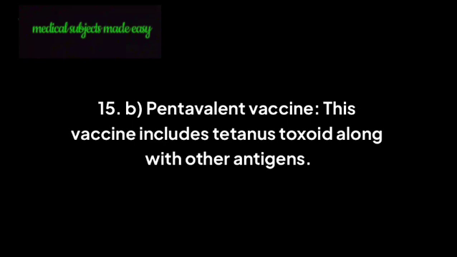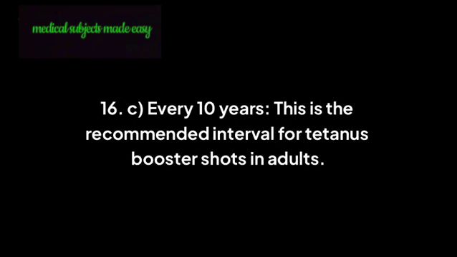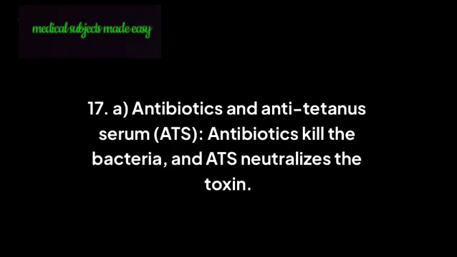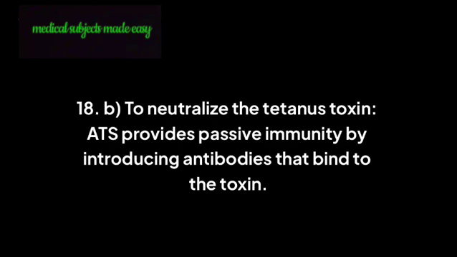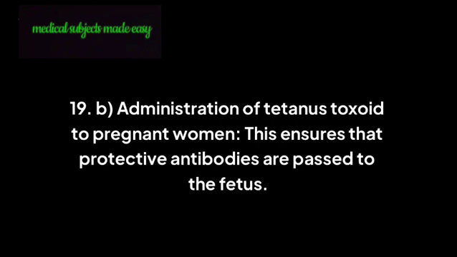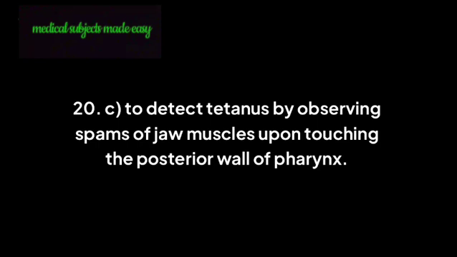And the 20th question is, what is the function of the spatula test? The answer is to detect tetanus by observing spasms of jaw muscles upon touching the posterior wall of the pharynx. This test checks the hyperreflexia of the jaw muscles.